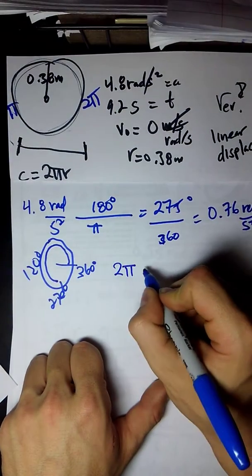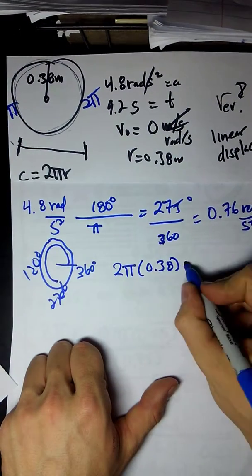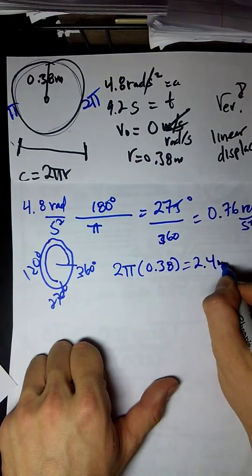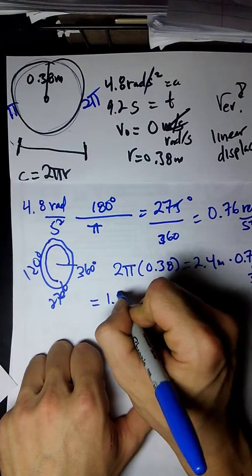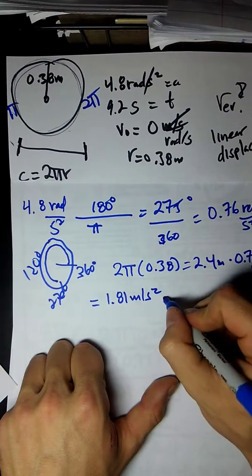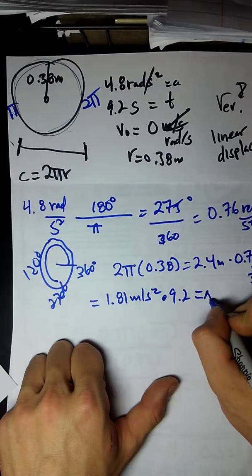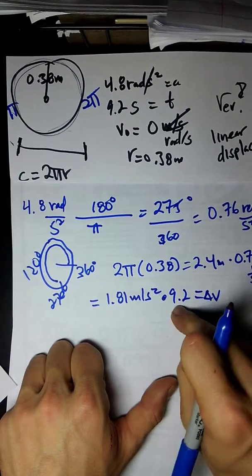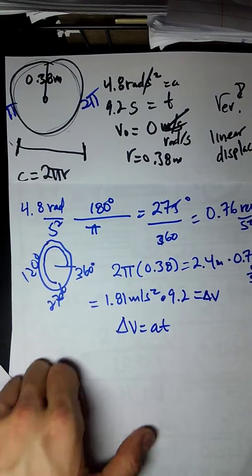Therefore, I could say that 2 pi times 0.38, using my circumference formula, equals 2.4 meters times 0.76 revolutions per second squared. From that, I'm going to get 1.81 meters per second squared. Times 9.2 now, which is my time, equals my change in velocity, because I have my acceleration times my time.